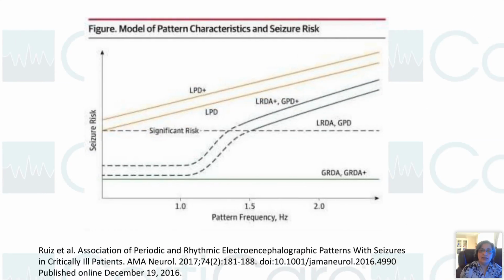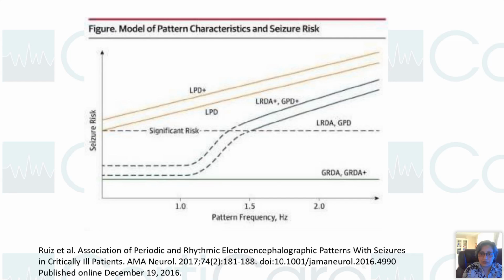This is another way of looking at it. In this model, we are talking about different patterns and what the seizure risk is. As the frequency of these patterns changes, the risk for seizure changes. If you look at the bottom here, GRDA and GRDA plus, whether it is 1 hertz or 2+ hertz, the seizure risk is very minimal. With LPDs and LPD plus, we have the highest seizure risk as their frequency increases. Even at 1 hertz of LPDs and LPD plus, the risk for seizure is high, but it gets higher as the frequency of LPDs or LPD plus increases.